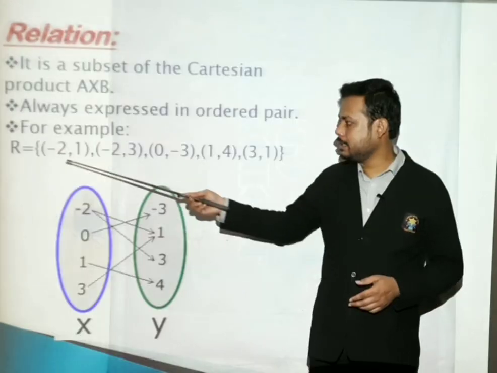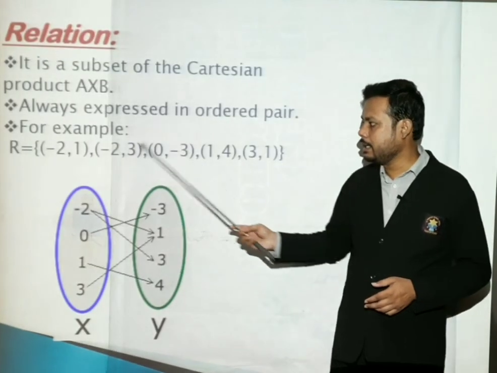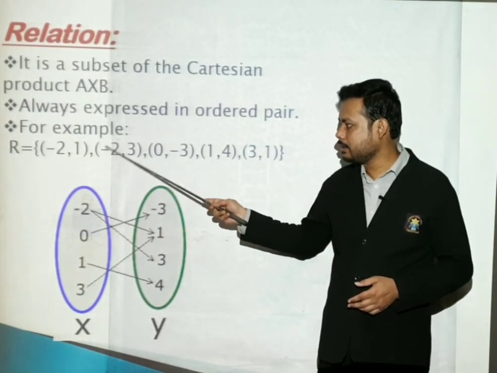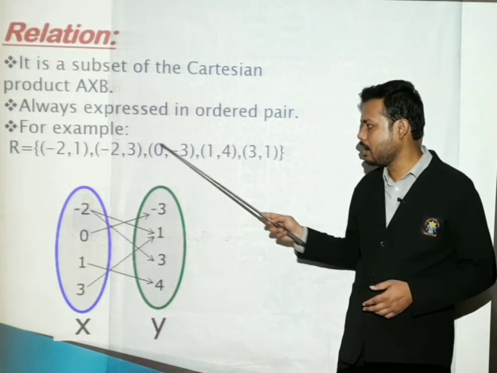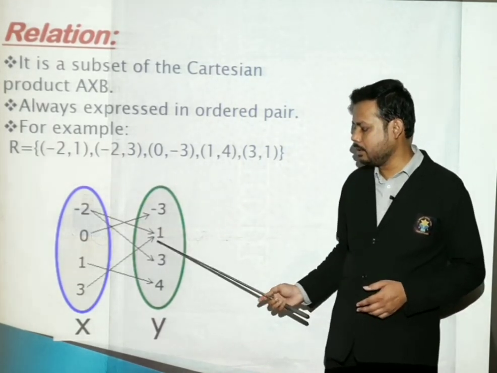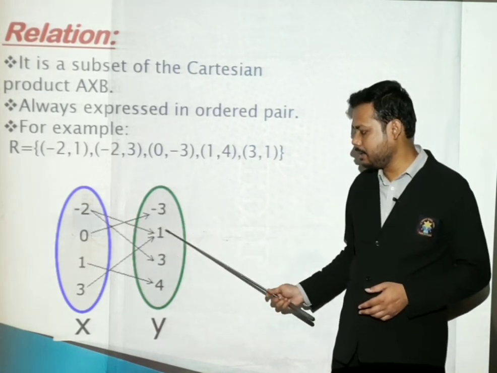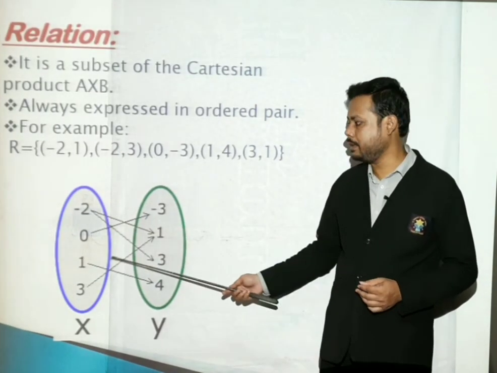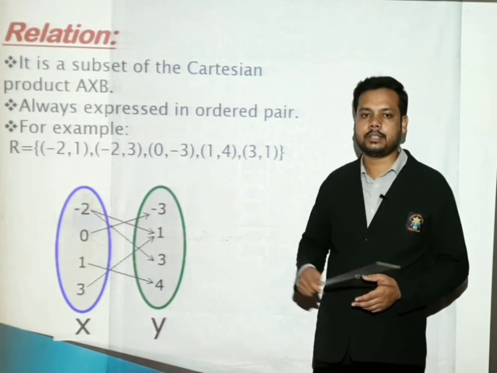Here we can see this example. All the first elements belong to set A, and all the second elements belong to set B. So here we can see that -2, 0, 1, 3 and -3, 1, 3, 4 are the two different sets we are having. If we do a Cartesian product, then its subset is called a relation.